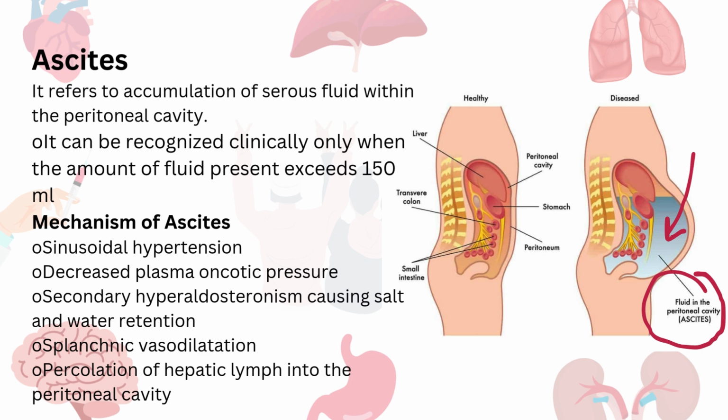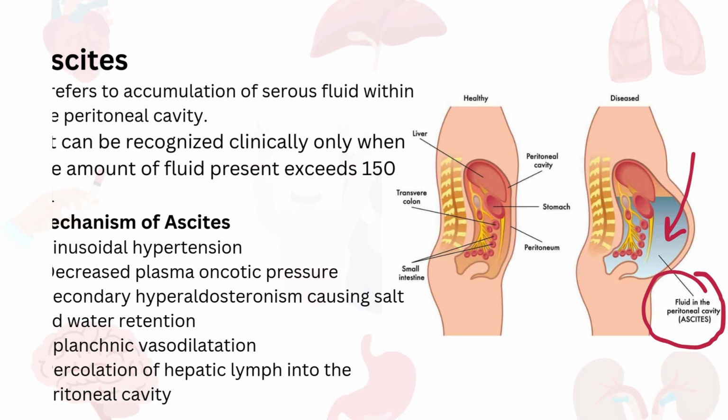And it could be secondary hyperaldosteronism, which is causing the salt and water retention in your body, and that extra salt and water will go into the peritoneal cavity. It could be due to the splanchnic vasodilation. It could be due to the percolation of hepatic lymph into the peritoneal cavity as well.